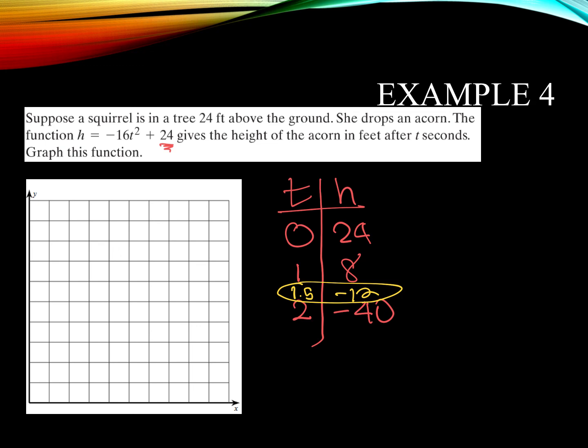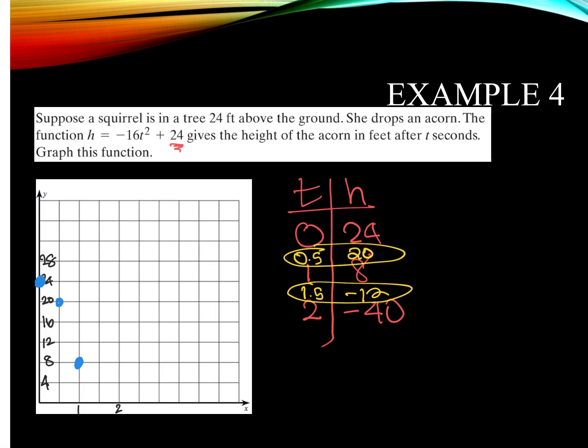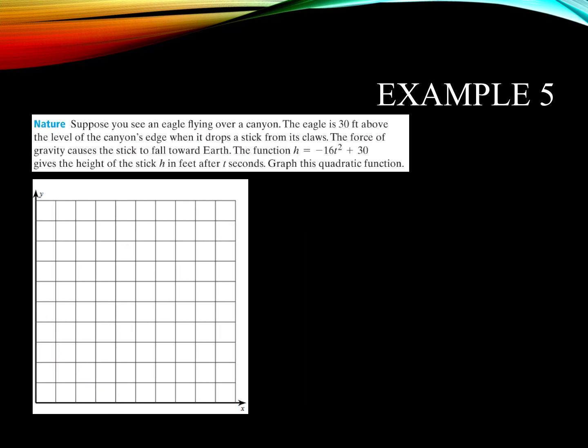So now I'm going to go ahead and plot these points. Now that I have my points plotted, I'm going to connect them, and you can see that we end up with something that looks like this. I know it should be going downward because I have this negative 16 in the front. It has that curved shape like a parabola should. And at any point in time along this curve is where I could find the height of that falling squirrel.